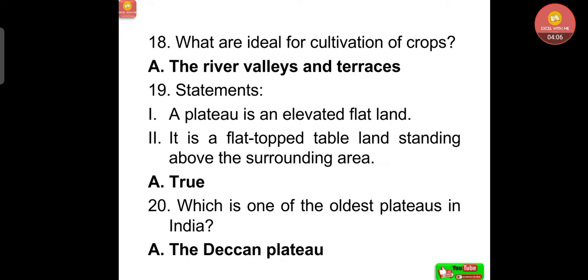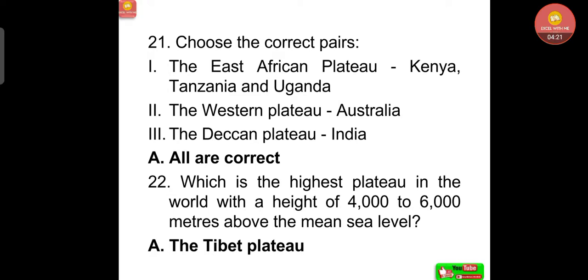Now, the statements, a plateau is an elevated flatland. It is a flat top tableland standing above the surrounding area. Both the statements are true. Now, which is one of the oldest plateaus in India? That is the Deccan Plateau. Now, choose the correct pairs. The East African Plateau, that is Kenya, Tanzania and Uganda. The Western Plateau, Australia. The Deccan Plateau, India. All the three are correct.